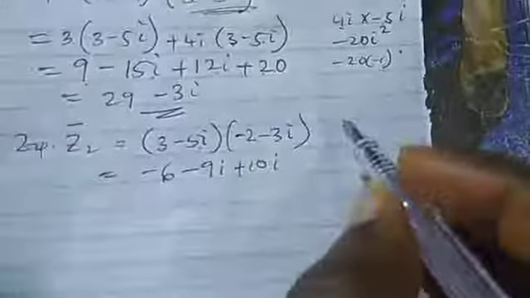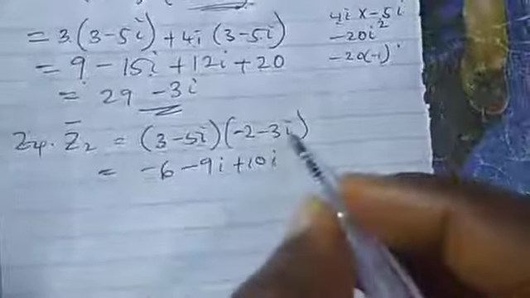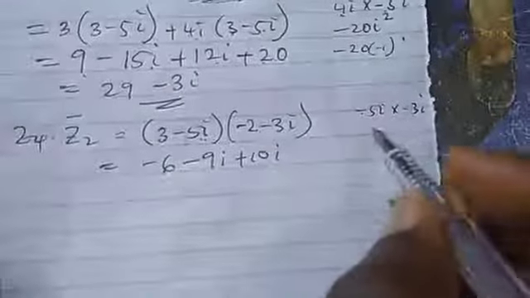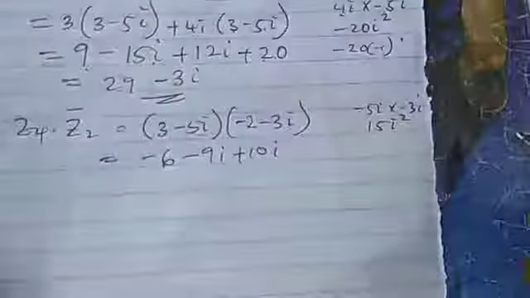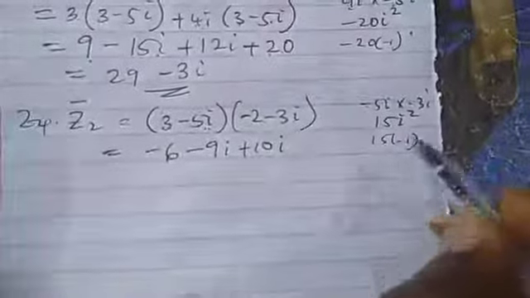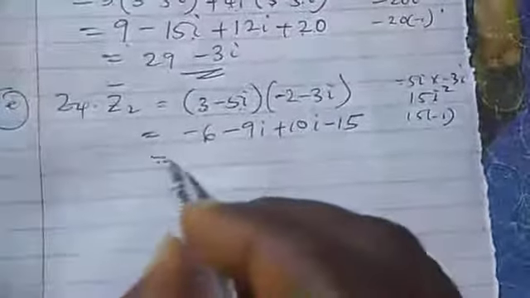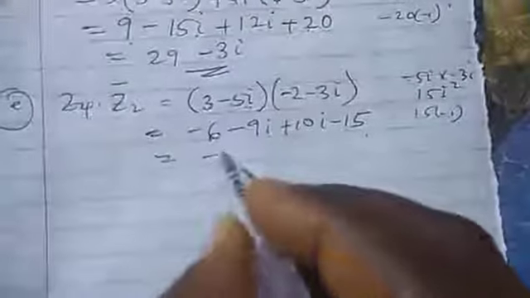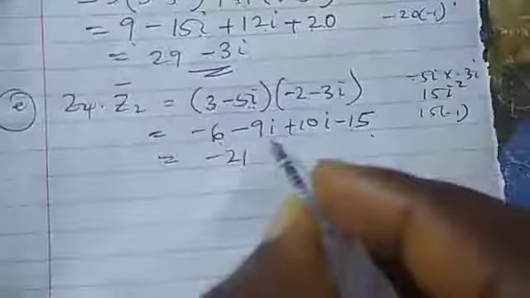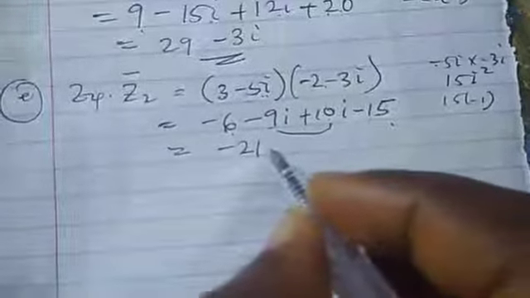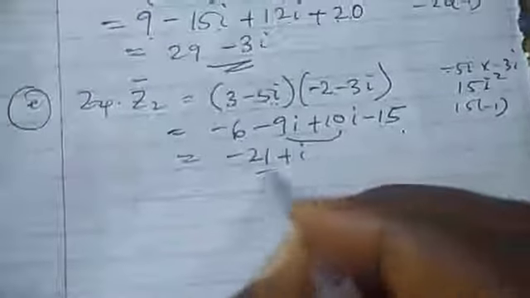we need to write so that we will not make mistakes, minus 5i times minus 3i, minus 5 times minus 3, so this should give me 15i squared if you multiply, but i squared is minus 1. In that case, we are going to have minus 15 there. Finally, our answer is minus 6 minus 15, that is minus 21. And the imaginary part, minus 9i plus 10i, that is plus 1i, or we just say plus i.